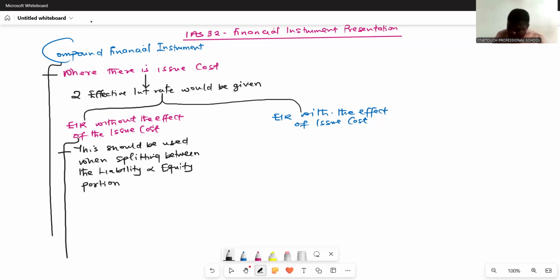Yes, it's clear. So let me write the second one. Then, if you have any question on the purpose of the two effective interest rates, you let me know.